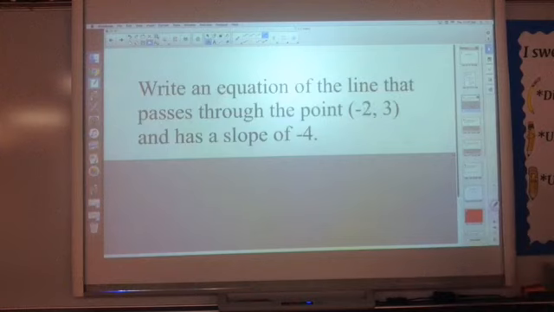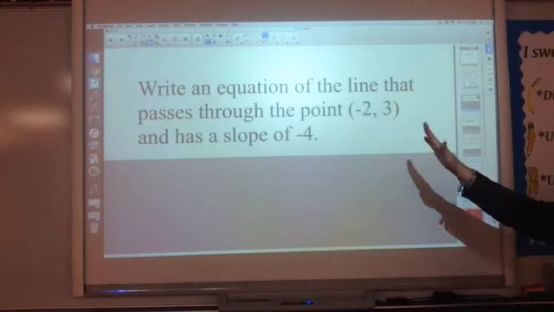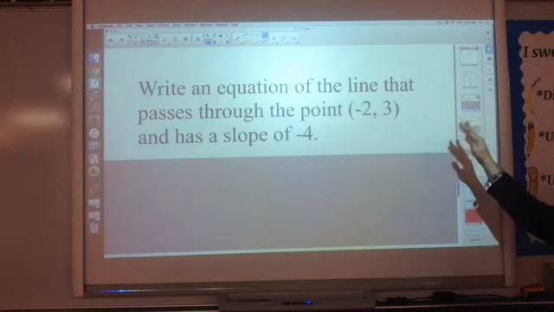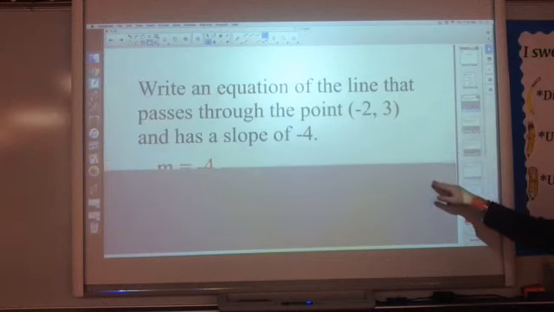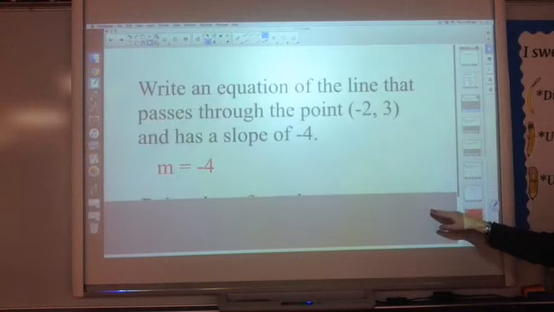So take the time to write this problem down. Write the full instructions, at least the first time. Write an equation of a line that passes through the point. Write the point with parentheses and a comma. We know m is -4.